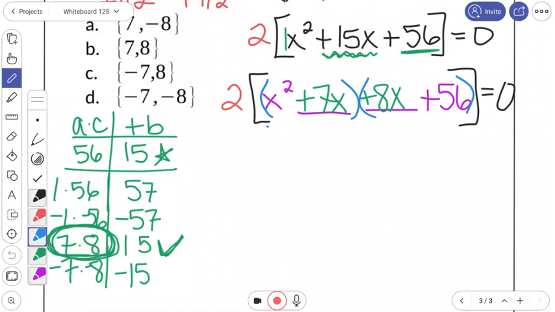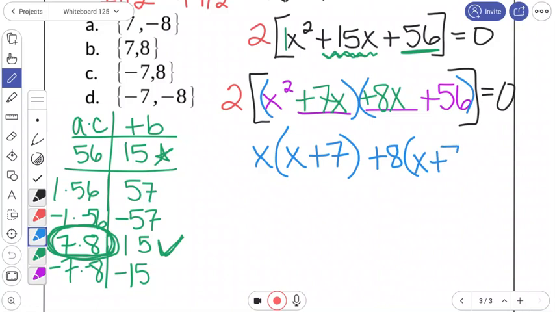So x squared plus 7x. What can we factor out of those? Well, they both have an x term. So we'll factor out an x, and we're left with x squared divided by x gives us just an x, and 7x divided by x gives us a plus 7. And our next binomial is 8x plus 56. We can factor out a positive 8, and we're left with x plus 7. Go ahead and bring down your 2 every time. Bring down your brackets, and your equals 0. So we're just breaking apart what's inside our brackets right now.